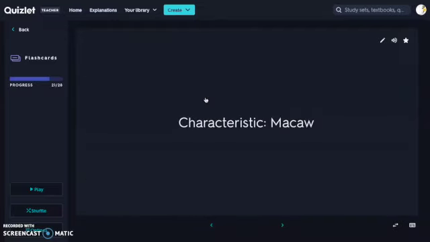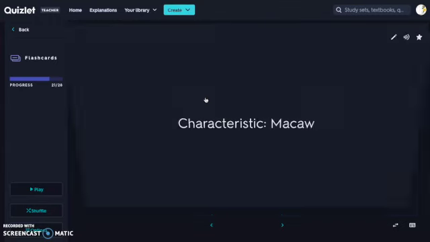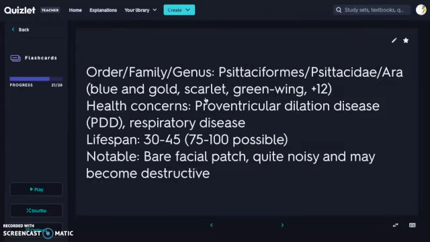Next is our macaw. So I lied. We're not done with our birds yet, or our parrots. So macaws, these are Psittaciformes, Psittacidae. The genus is Ara. You'll find there's over 12 species of macaws, and we'll look at a few of them, the larger breeds.